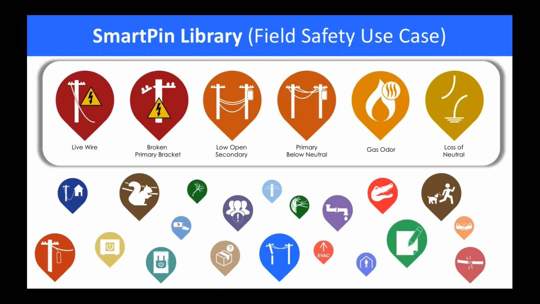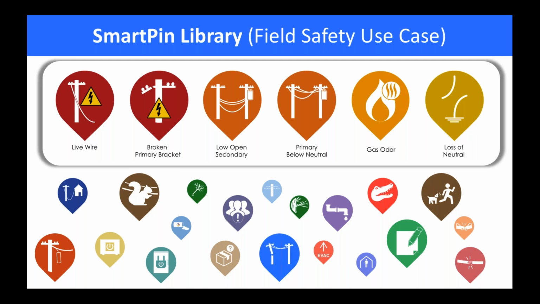Smart Pins come in libraries, and they're all designed to reflect a variety of threats. If it's not in our library, it can be designed and added in conjunction with what our customer wants to see there. And then the libraries of Smart Pins are sorted by use cases. So we're talking today about a field safety use case. There's a variety of other use cases that have their own libraries of icons.